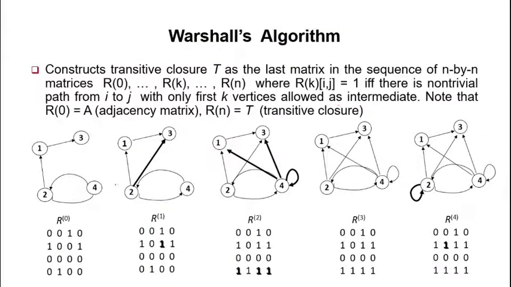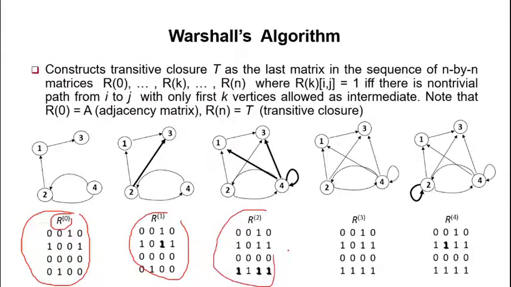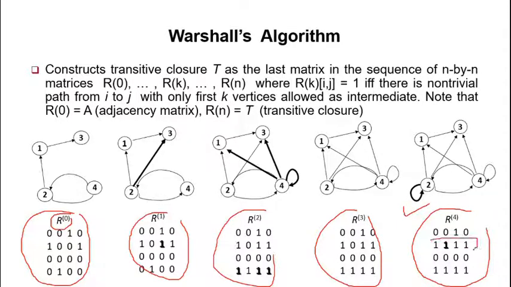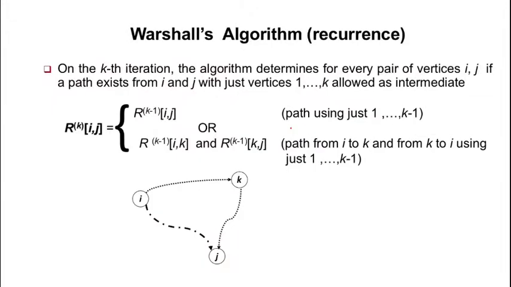Basically, we start with this matrix called R0, and we update to R1, R2, R3. Finally, because n equals 4, R4 is the final result that indicates the transitive closure. Compared to before, we update row number 2 and row number 4, and this updated adjacency matrix is called the transitive closure.